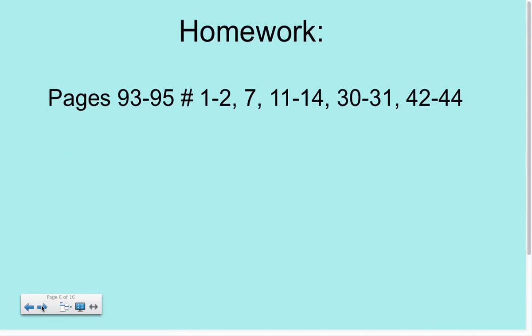The homework for this lesson is pages 93 through 95, numbers 1 through 2, 7, 11 through 14, 30 through 31, 42 through 44.